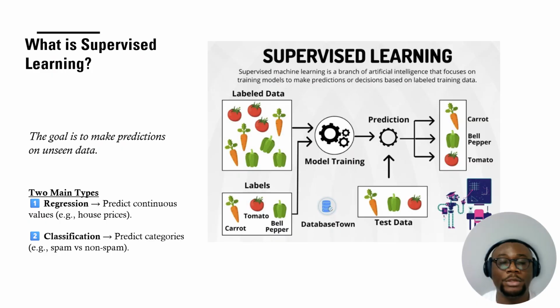So without further ado, what is the supervised learning technique? Supervised learning is that branch of AI that focuses on training the machine learning algorithm based on input features and also a target or labeled training data set. Now, the goal of supervised learning is to make predictions on an unseen data set.